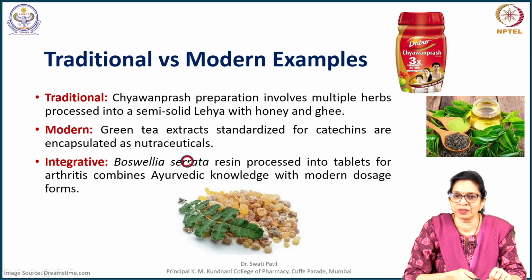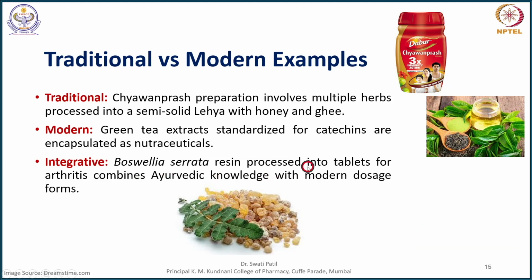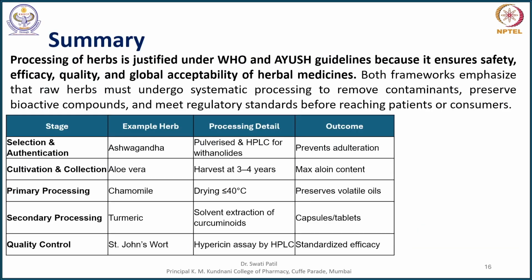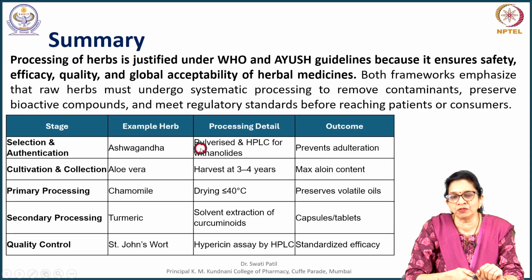Boswellia serrata resin is processed into tablets and is commonly used for arthritis. This is developed from traditional Ayurvedic knowledge and converted into a modern day dosage form. To summarize, the selection and authentication for herbs like ashwagandha is very important.